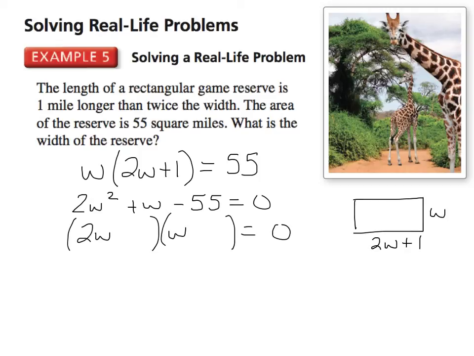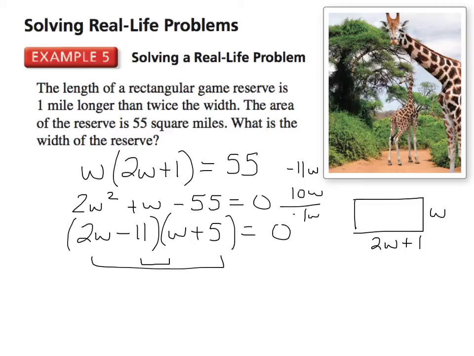Well, I want negative 55. So I could pick negative 55 and 1. I could pick 55 and negative 1. A little hint, since the middle term is a small number, I would not pick 55 and 1. So let's pick -11 and +5. So in this case, my inside term gives me -11W. My outside term gives me 10W. That gives me -W.